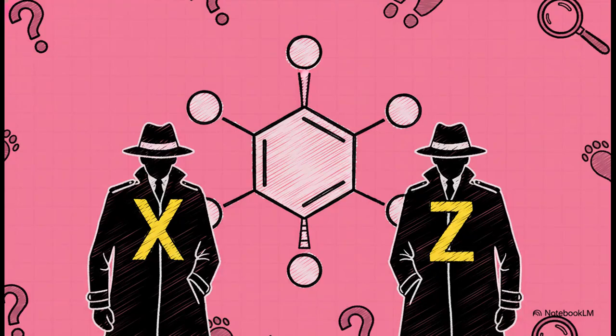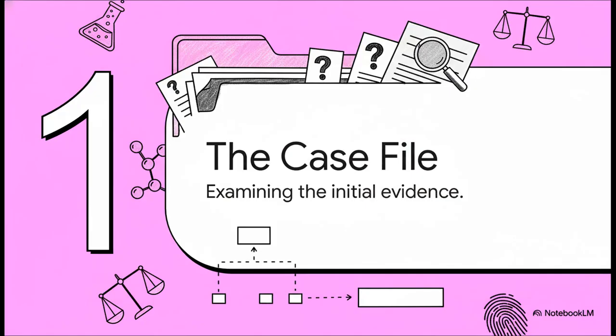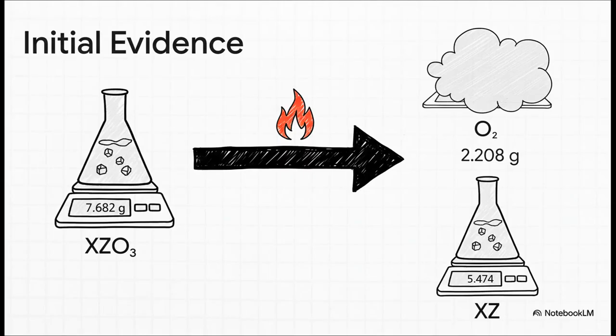And our case today involves two unknown elements. Let's call them our prime suspects, X and Z. They're hiding inside a compound, and it's our job to follow the clues, run the analysis, and ultimately reveal their true identities. All right, every good investigation starts with the case file, so let's lay out everything we know so far. Okay, here are the hard facts.